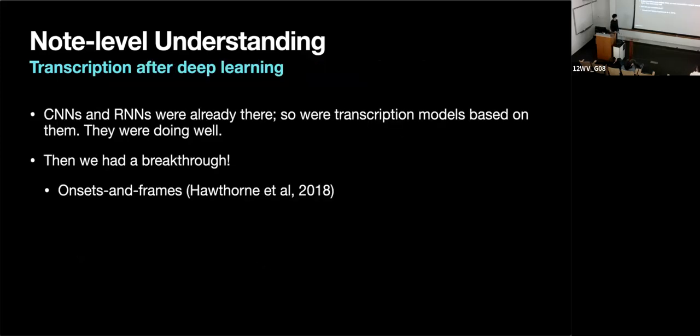Thankfully, after deep learning, and also because we had much, much bigger data sets, we could more correctly evaluate the models, and that also developed nice, interesting models. The modules in these successful transcription models were typically ConvNets and RNNs, and with ConvRNN models we were making progress until about 2018. But then we had this innovative approach named Onsets and Frames, again by the folks at Google.